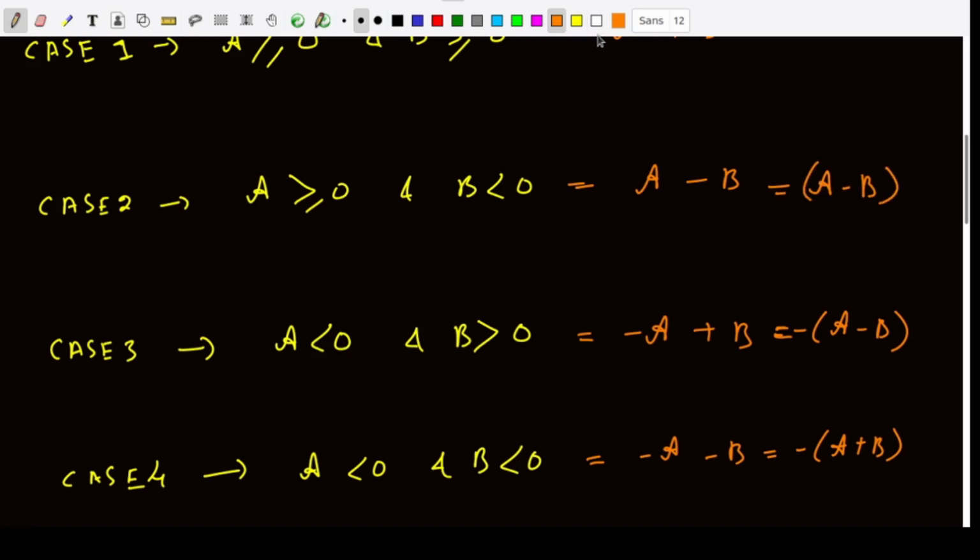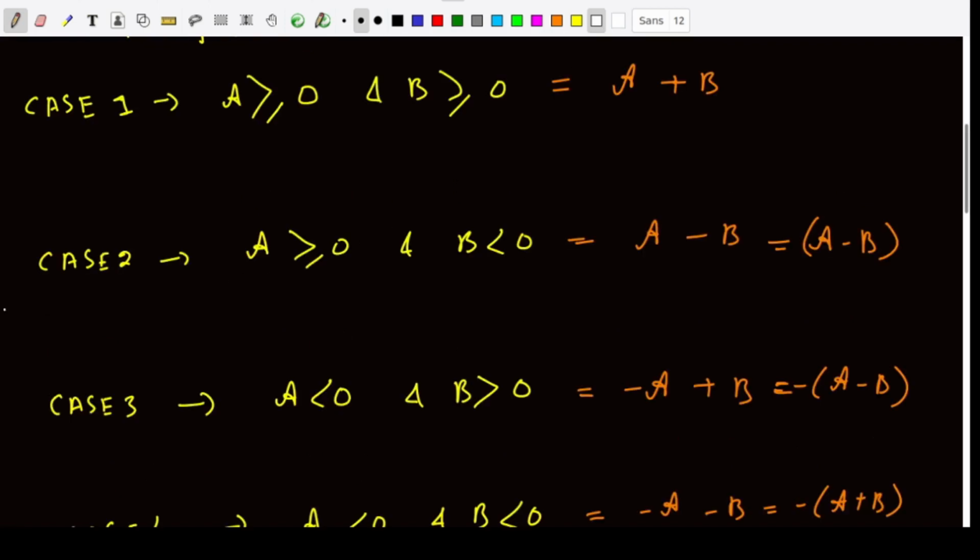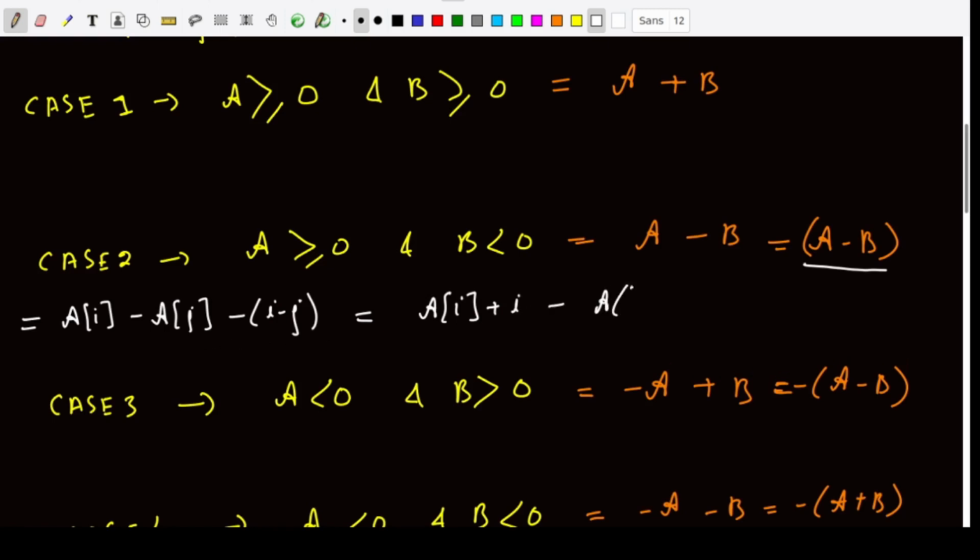Okay, now let us plug the values of a and b and get our resultant equation. So a is basically what? A is a of i. So I'm putting the values of a and b in this equation. A is a of i and a of j, and b is what? i minus j, right? Now let us rearrange it. This can be written as a of i plus i, and this can be written as a of j.